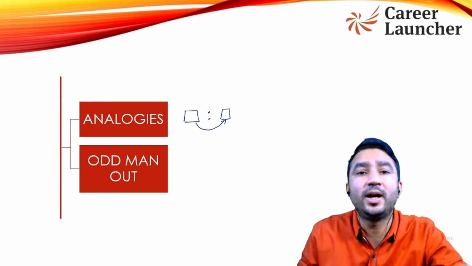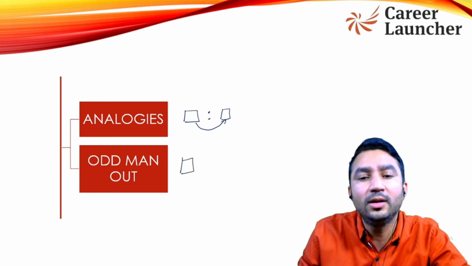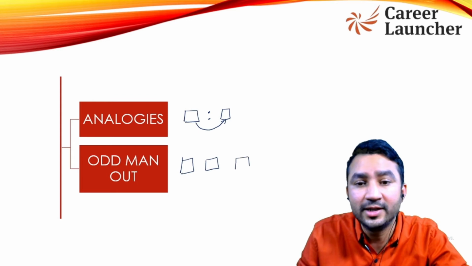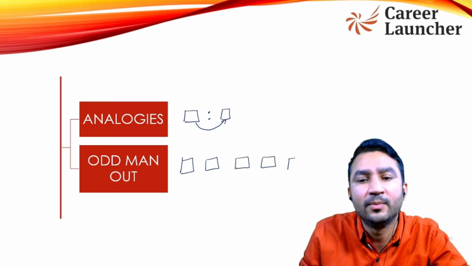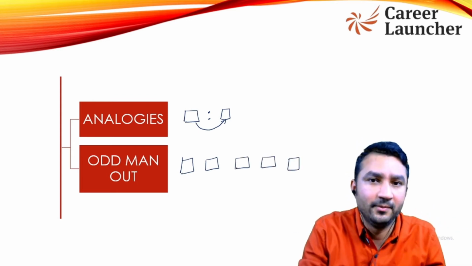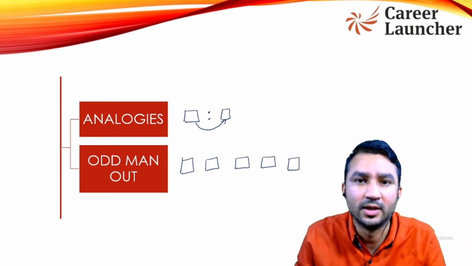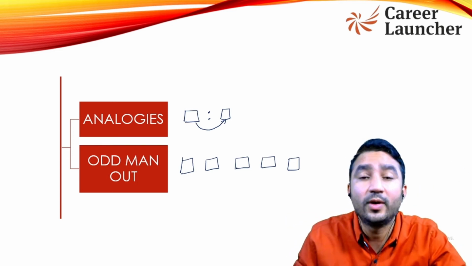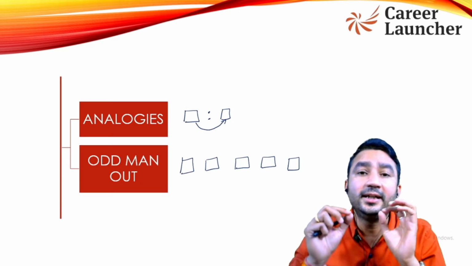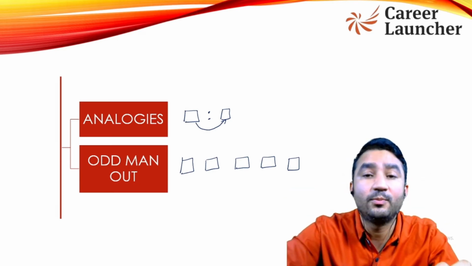And the last part is known as odd man out. All the frames are given to me in the question itself, and there would be one frame that is dissimilar, which is not like the other frames. So that you will have to figure out. In this video we will learn the tips and tricks to solve such types of questions.